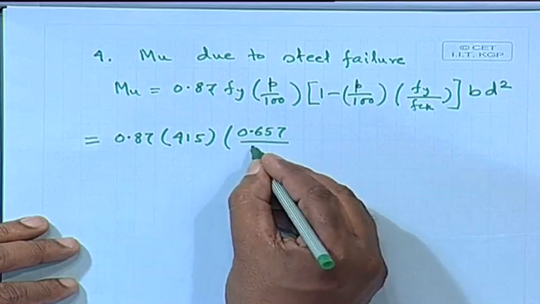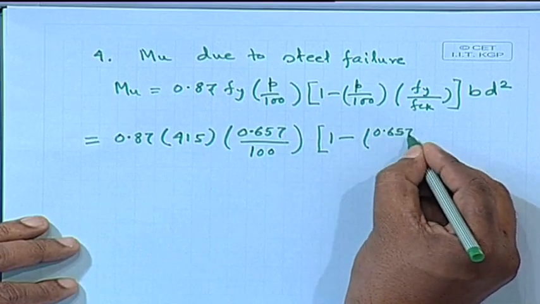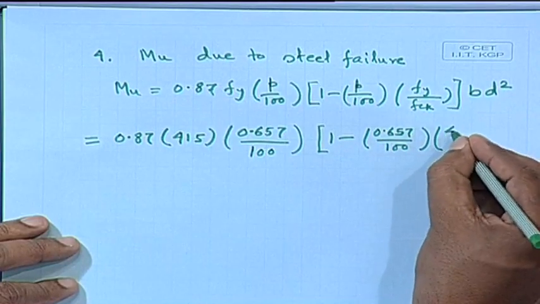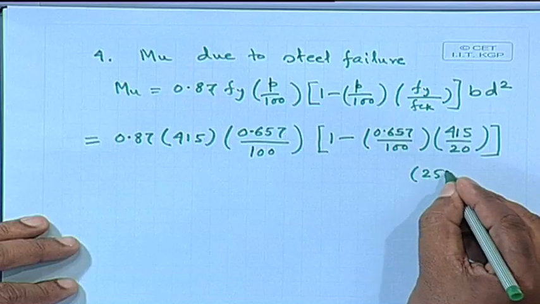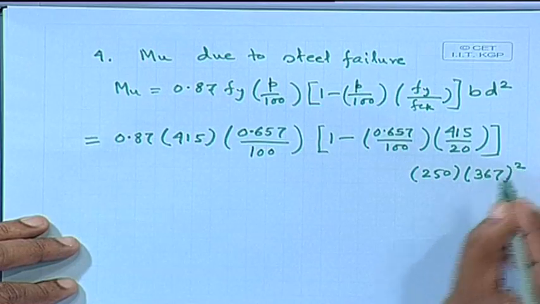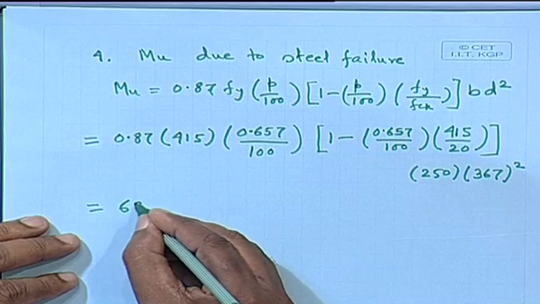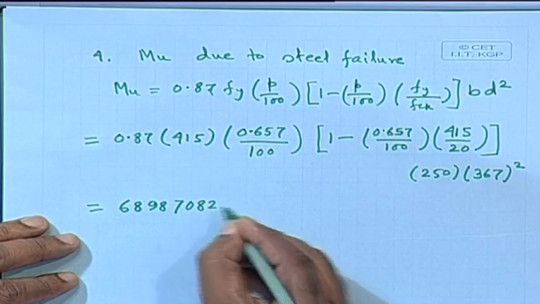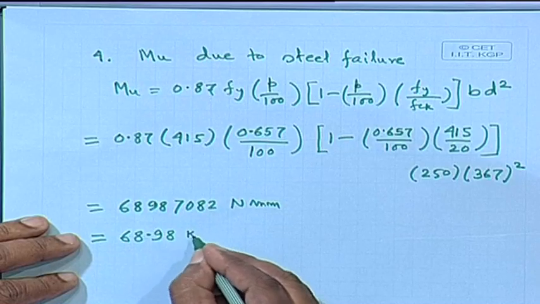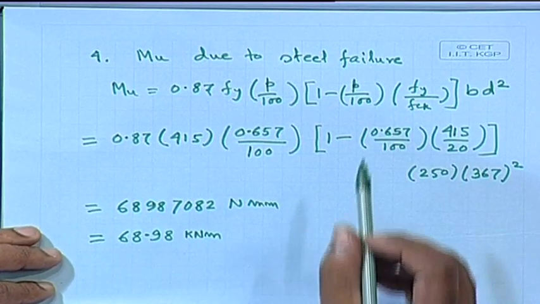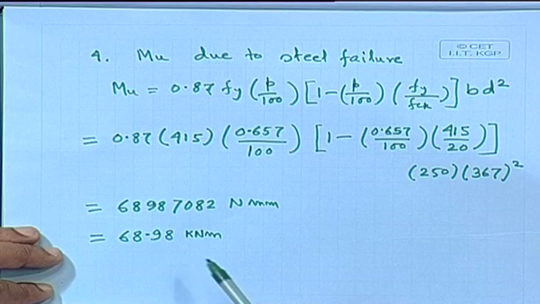0.657 is the percentage of steel we have computed, which is provided by 3 16 bars. 1 minus 0.657 by 100, 415 by 20 times b, which is how much? 250, d is 367, equals 68987082 Newton millimeter, or 68.98 kilonewton meter. Moment carrying capacity due to steel failure, we shall get 68.98 kilonewton meter.